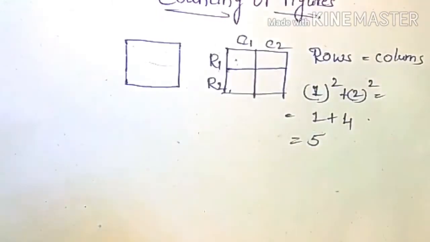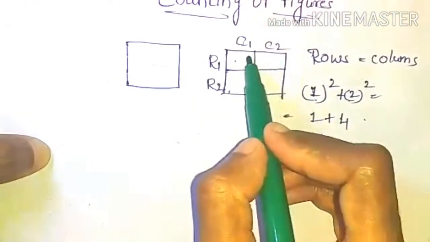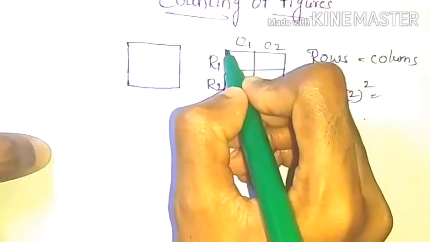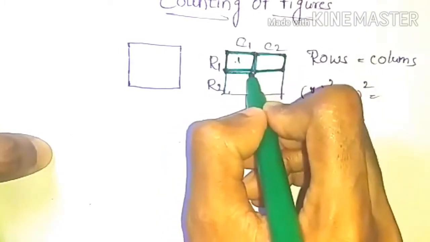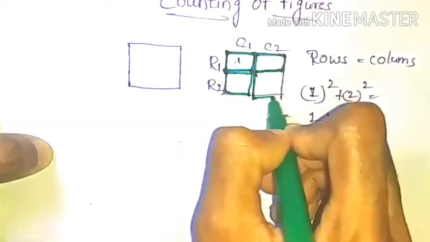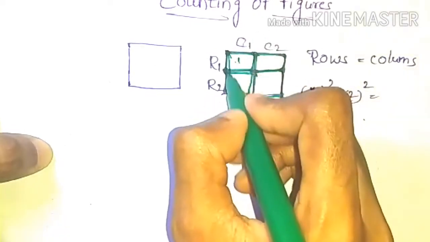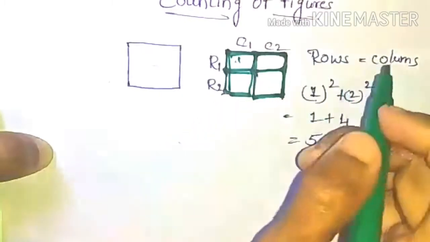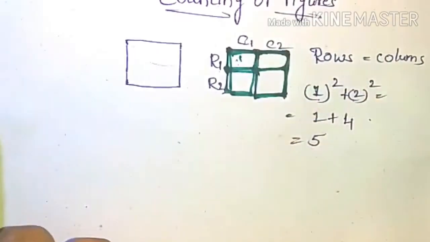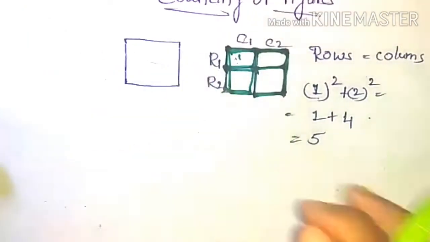Now let us see how many squares are there in this particular figure. This is 1, this is 2, this is 3, this is 4, and this whole is 1. So total how many squares? 5 squares are there, right? Let us take one more example.